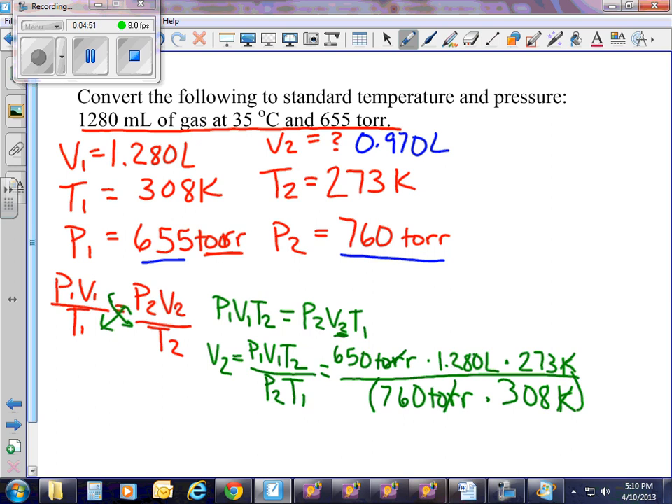We see pressure is increasing, so volume, which is inversely related to that, should be decreasing, and that's what happens. Perfect. Same with temperature decreasing, so volume should be decreasing. Perfect. So we know we've done it right.